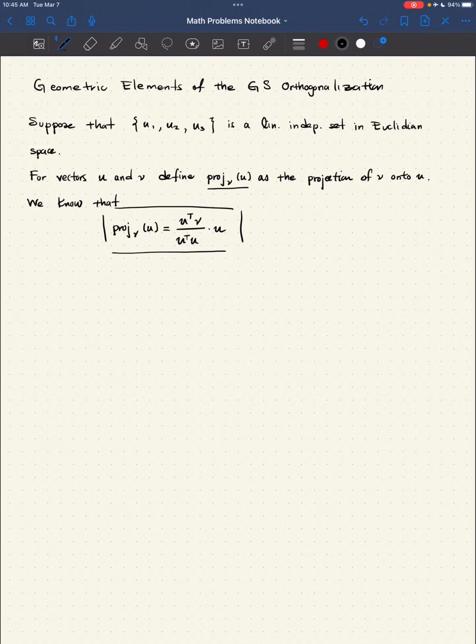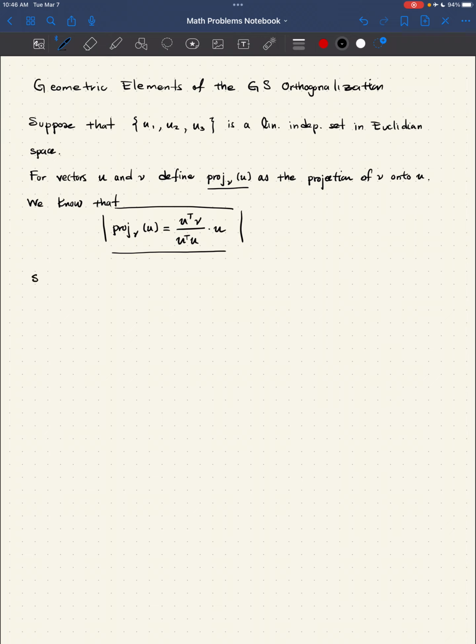Hello, this time we're going to get into the geometric elements of the Gram-Schmidt orthogonalization process. To that end, we're going to start with an example of three linearly independent vectors in a Euclidean space. We're going to explore the algebraic and the geometric considerations as we initiate this process. And we're going to do some checking as we progress.